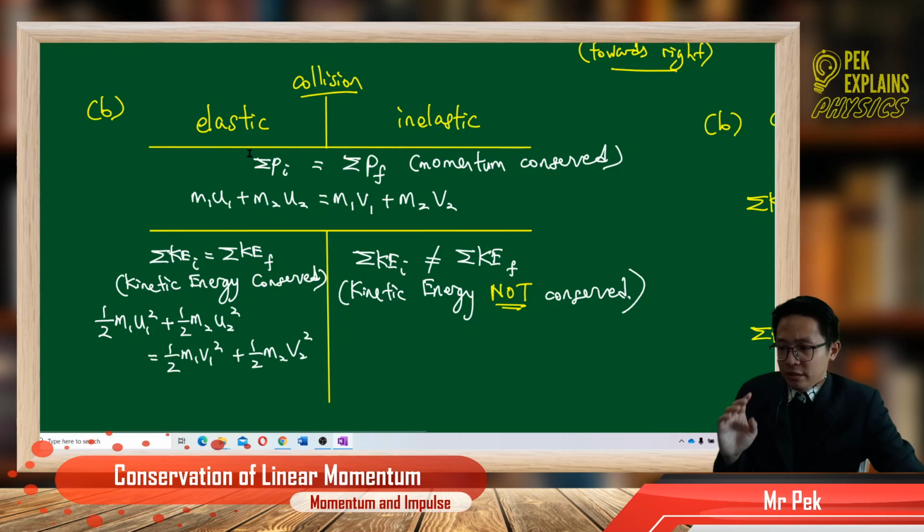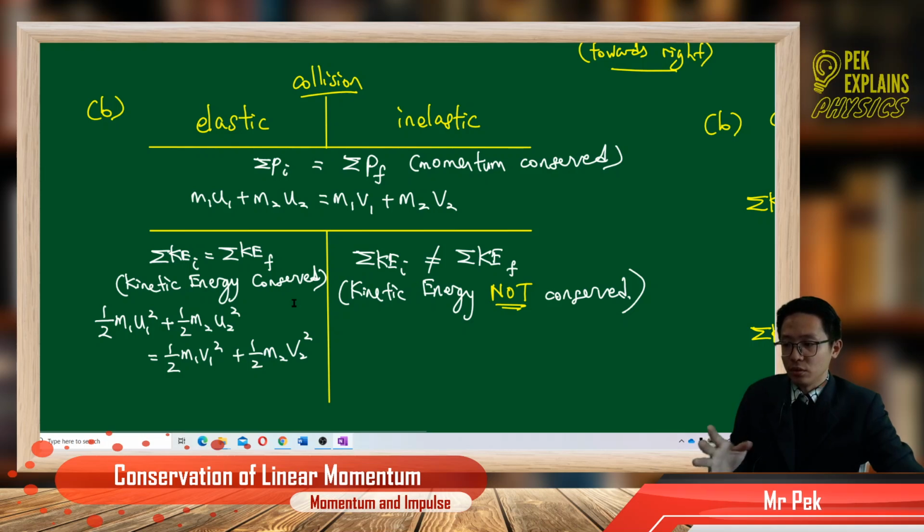For elastic collision, the kinetic energy is conserved. But for inelastic collision, the kinetic energy is not conserved. The kinetic energy formula is half mv square. So the conservation of kinetic energy is half m1u1 square plus half m2u2 square equal to half m1v1 square plus half m2v2 square. This formula can only be applied in elastic collision. It cannot be applied in inelastic collision because the kinetic energy before and after are not equal.